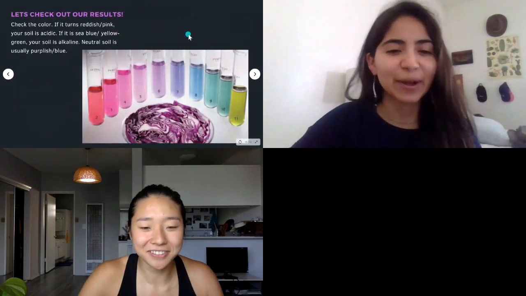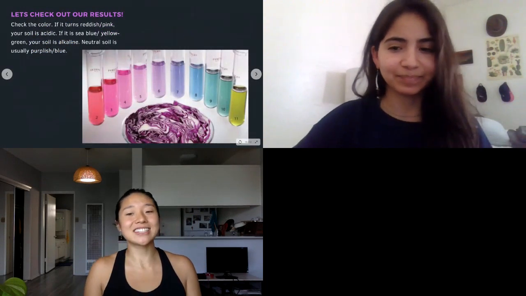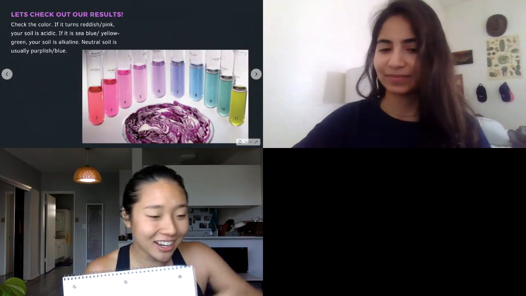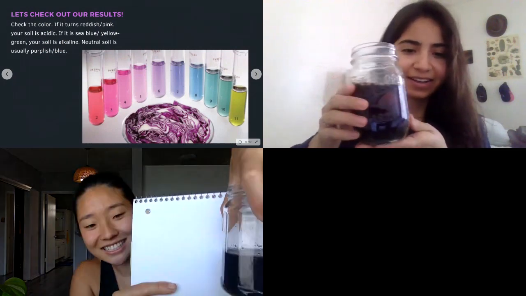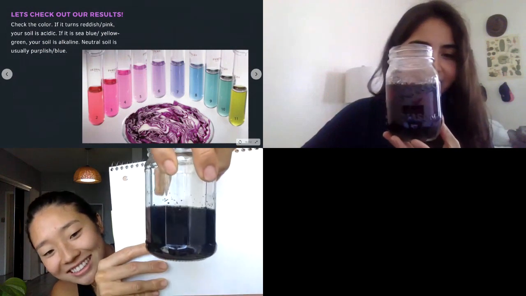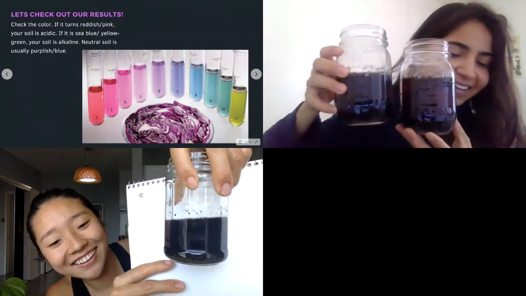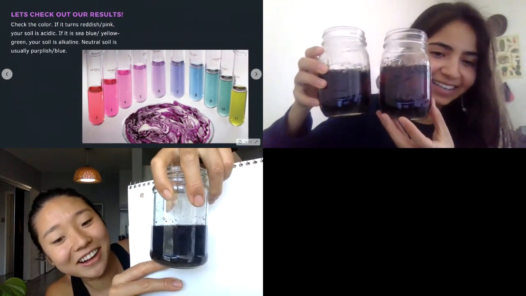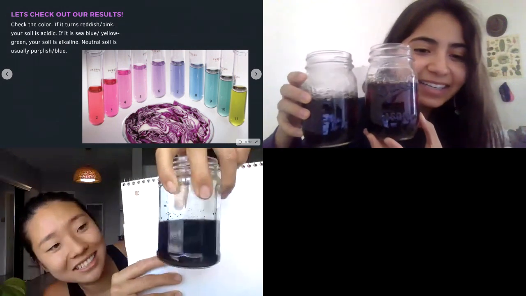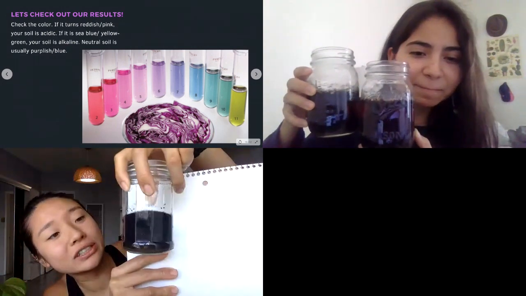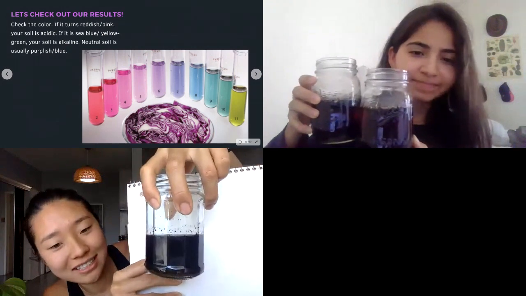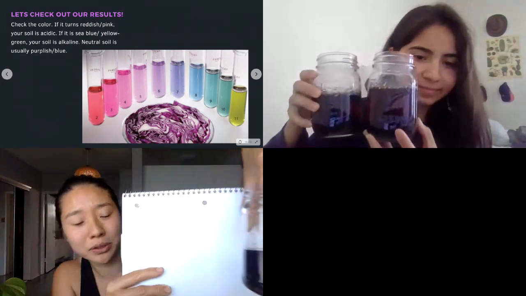All right, so hopefully our cabbage juice has had enough time to settle. I'll just show you mine, but then I also want to see your guys's. Oh, it's so dark. I don't know if you can see very well, but mine looks pretty neutral, maybe a bit more on the alkaline side. It's kind of dark blue.